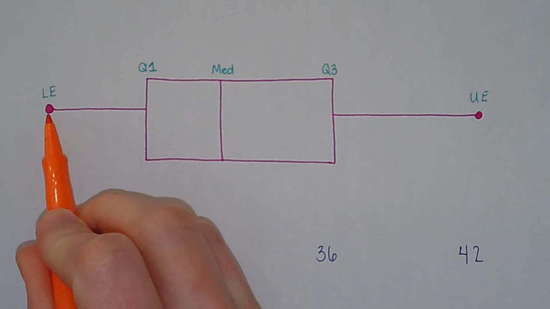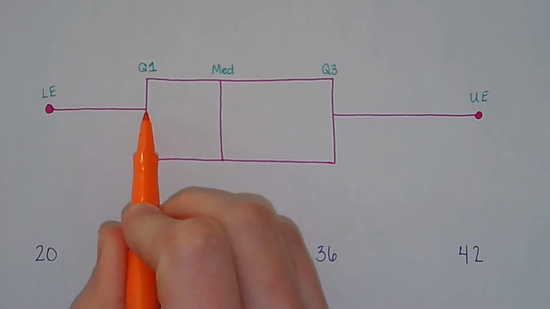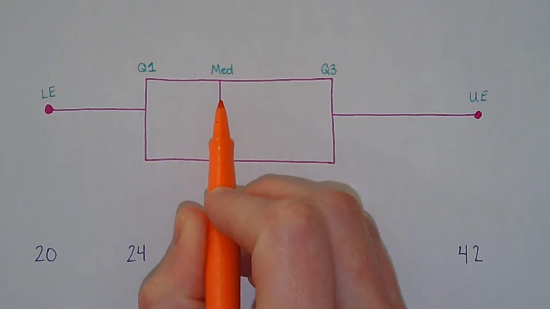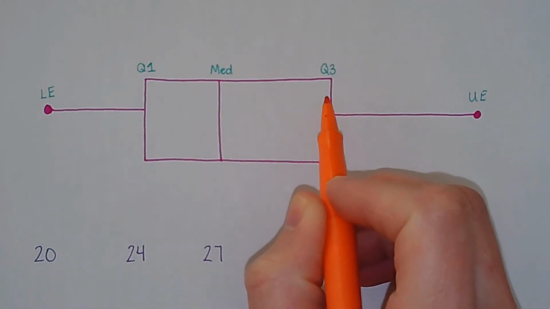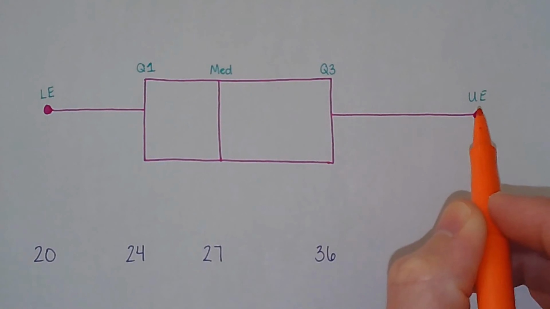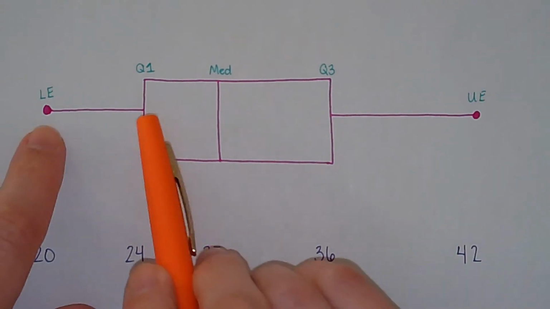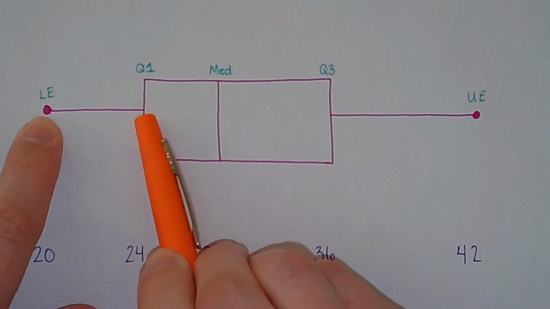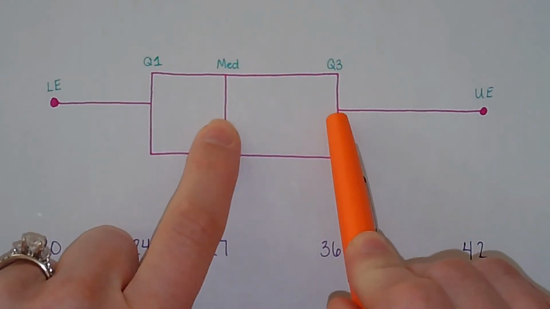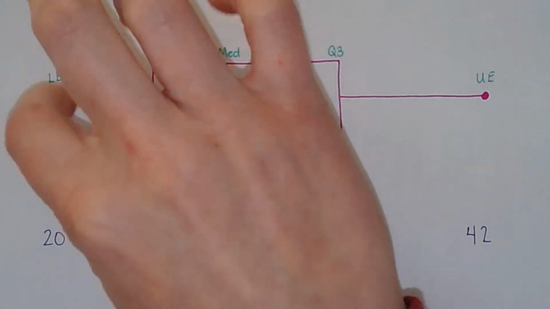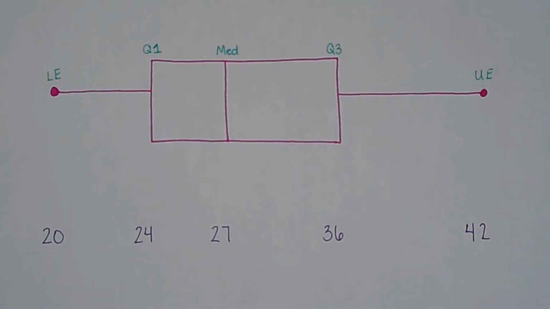So like, lower extreme to Q1 is 25%. Q1 to the median is 25%. Median to Q3 is 25%. And then Q3 to upper extreme is 25%. All right? It doesn't matter that this one right here is short and then this right here is long. There's still 25% of the data, okay? So every section is worth 25%.